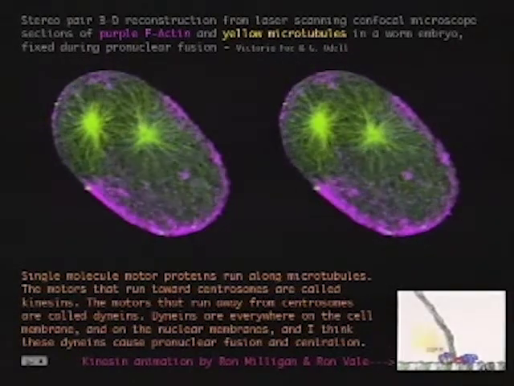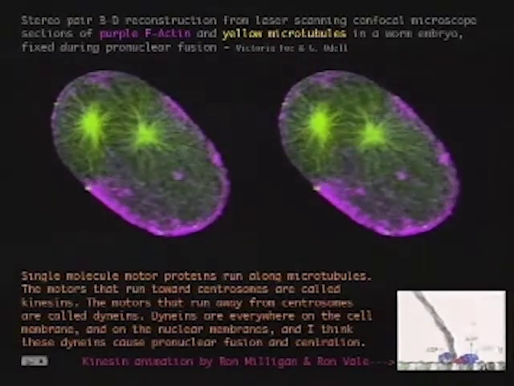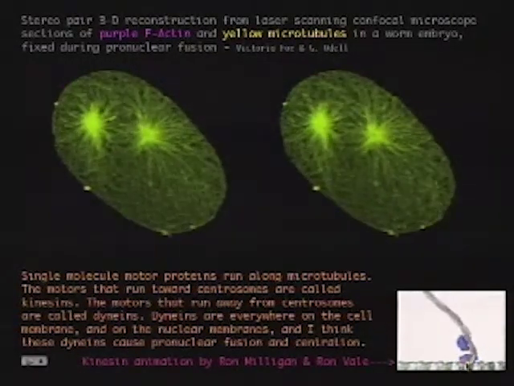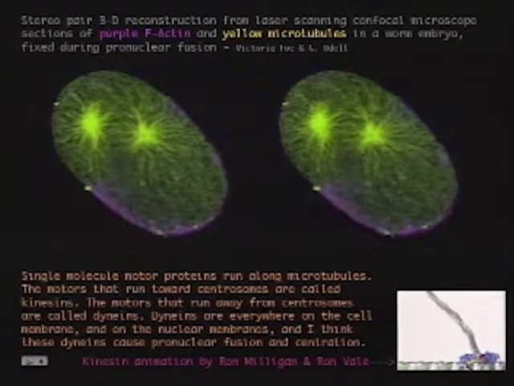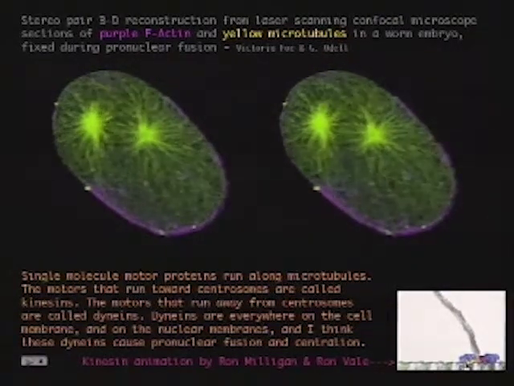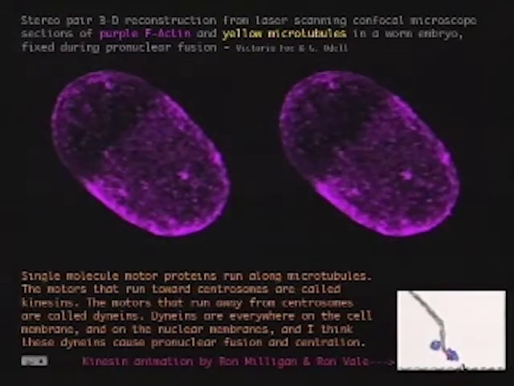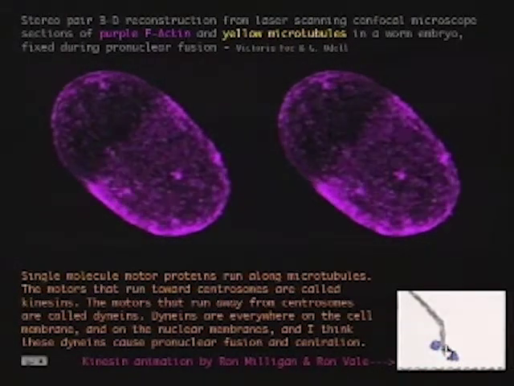There's tens of thousands of these in every cell, and they churn along microtubules, burning ATP as a fuel. They seem to be pretty sluggish in this movie, but they run at hundreds, about 1,800 RPM, to run along microtubules, and they carry cargoes.